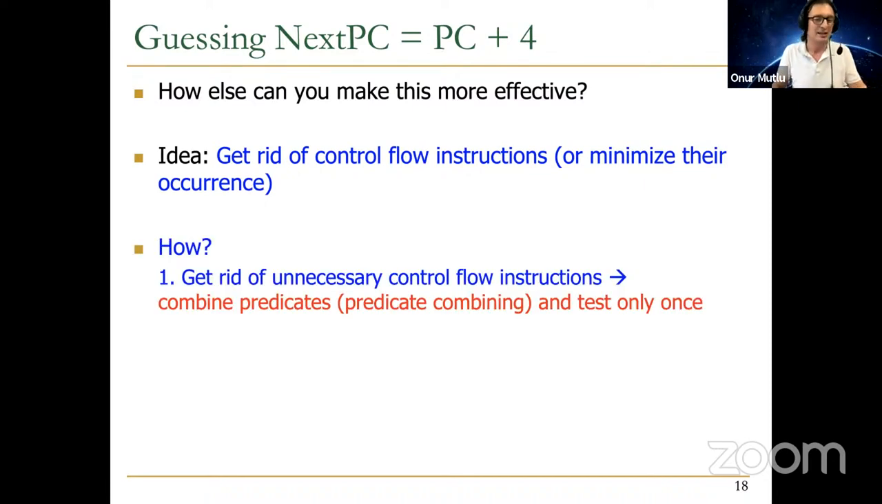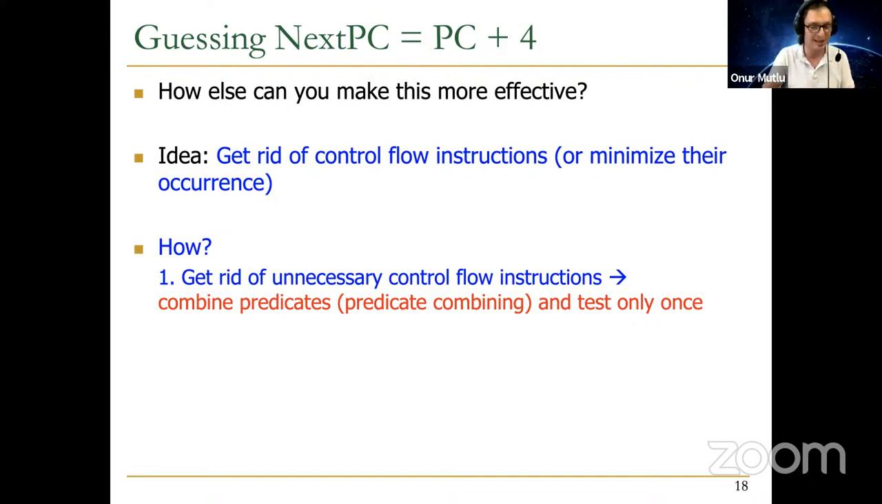So how do you do that? First of all, you can combine predicates. For example, if you're testing 10 different conditions, and if you have 10 different branches branching on these different conditions, why don't you combine those conditions and do a single branch? That way you get rid of 10 branches, reduce it to only a single branch, and convert everything else to data dependencies. So this is called the idea of predicate combining. You test only once, you eliminate a lot of branches, and the probability of your pipeline getting flushed because of next PC equals PC plus four reduces. Of course, data dependencies may cause a problem, but that may be easier to handle potentially, right?